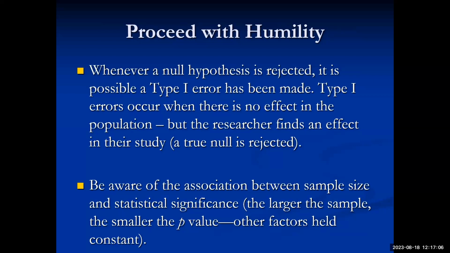Anytime we're using statistics to make inferences about populations, it's worth it to stay humble. Whenever we reject the null hypothesis, it's possible we've made a type 1 error. Type 1 errors are rejecting a true null hypothesis, or finding an effect in our study that does not exist in the population.